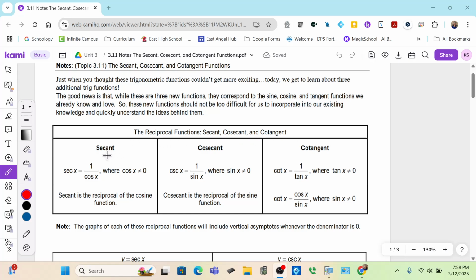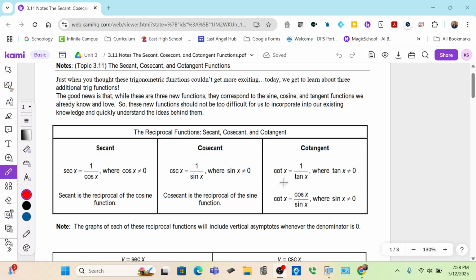So when you hear or read secant, which is abbreviated SEC, it's the reciprocal of cosine, so 1 over cosine. But we have to have that description that cosine of x cannot equal 0, because now that cosine is in our denominator, it would be undefined at a value of 0. With cosecant, which gets abbreviated CSC, that's 1 over sine of x, and then again, that's when sine of x does not equal 0 to keep that from becoming undefined.